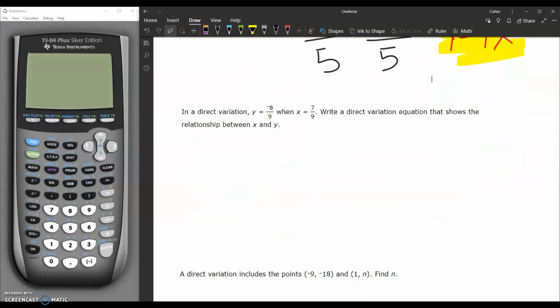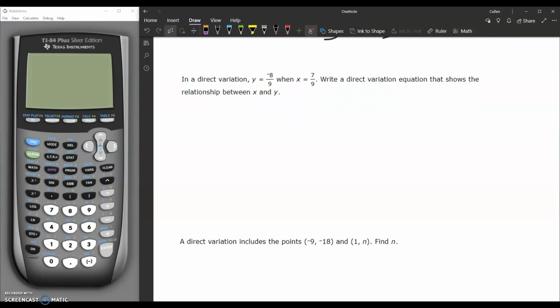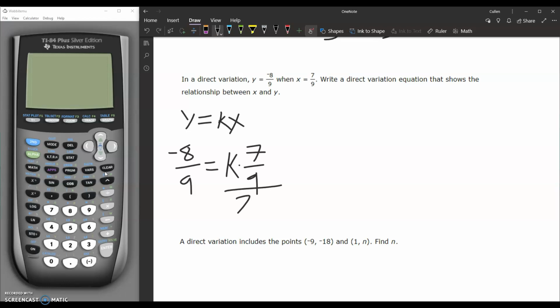So let's do this one that's got fractions on it. Here it says in direct variation, y is negative 8 over 9, and x is 7 over 9. So let's go ahead and start calculating this. So we're going to use y equals kx again, because this is a direct variation, and we'll have some other equations later for a different kind of variation. But today it's all y equals kx. And then put negative 8 over 9 in for y, and we're going to solve for k and put positive 7 over 9 in for x. So what we're going to do is divide both sides by this 7 over 9.